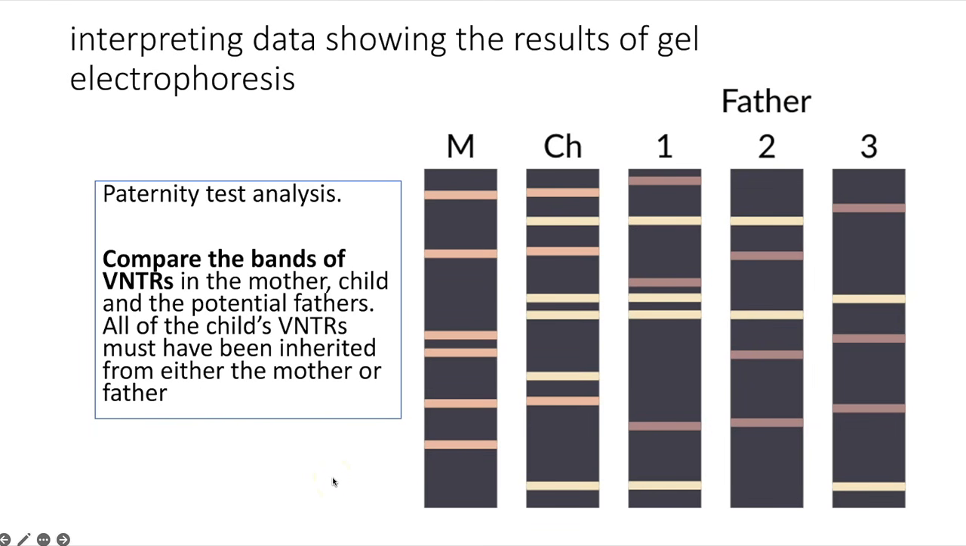So interpreting the DNA showing the results of the gel electrophoresis, this is your analysis stage again. And if you're going to do this in a paternity test, here we have the bands from the mother, here are the bands from the child, and any band in the child that wasn't from the mother's DNA must be from the father's. And that is how you can use this in paternity tests. So you'd have to match up the bands to see which bands they have in common with the different fathers to see if that particular individual could be the father.